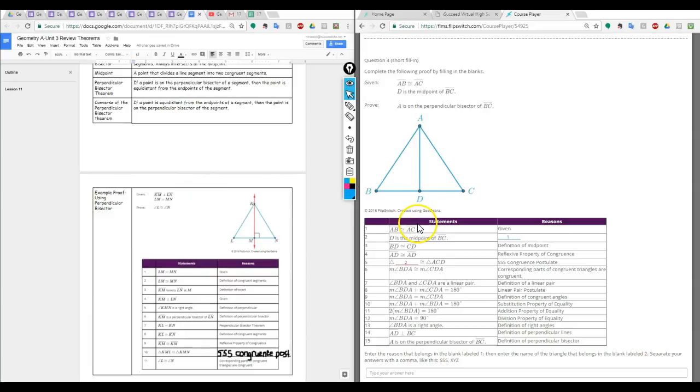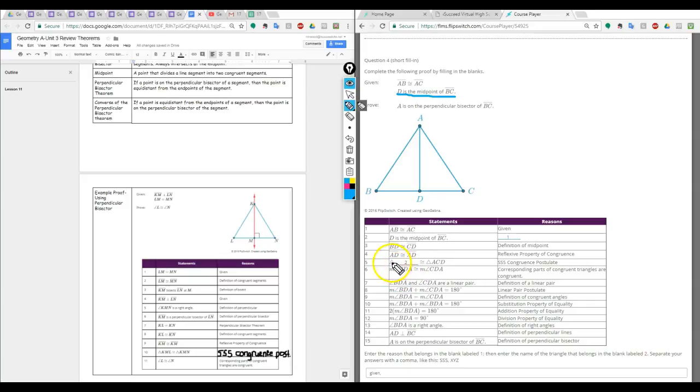So let's go through this. AB is congruent to AC, that is given. D is the midpoint of segment BC. What's the reason? Well, the reason is it is given because it was stated in the given section. So we would type in given and then a comma. That's reason one. And then segment BD is congruent to segment CD. That's the definition of our midpoint. Segment AD is congruent to segment AD, the reflexive property.